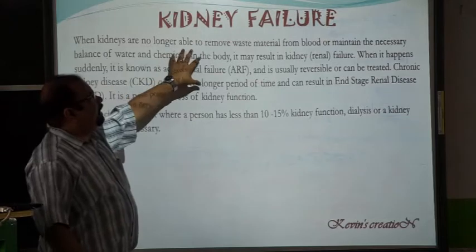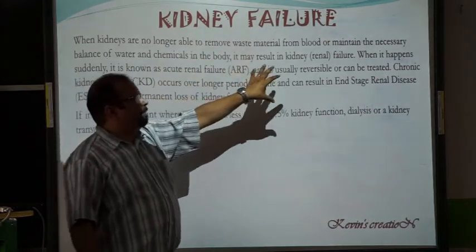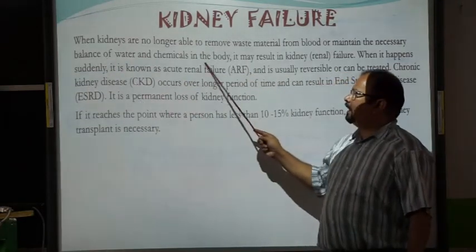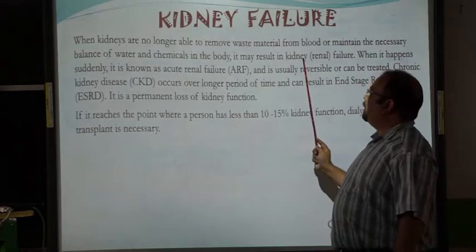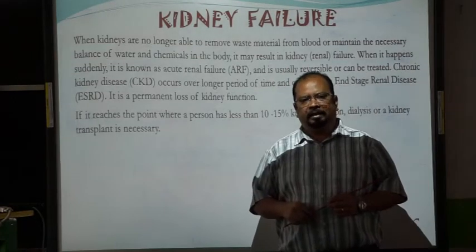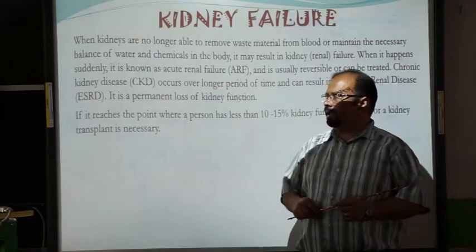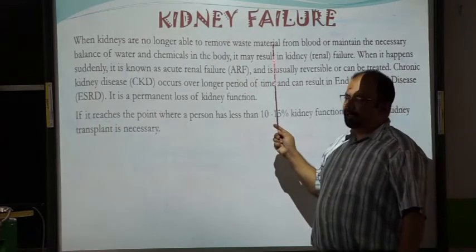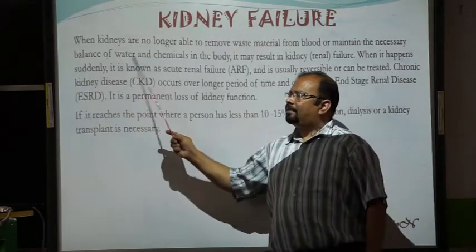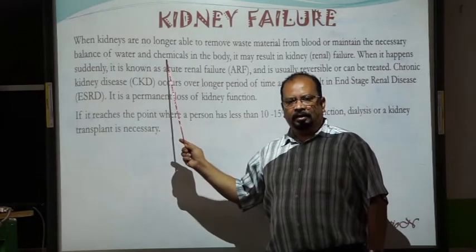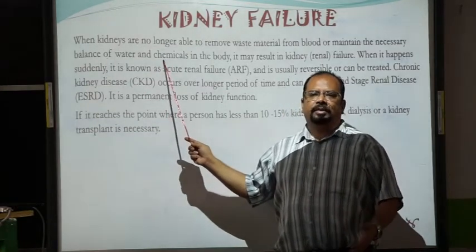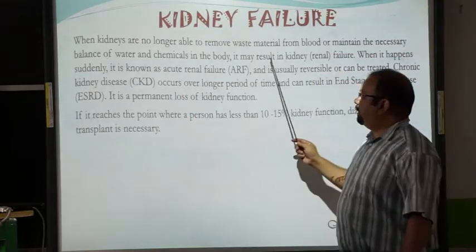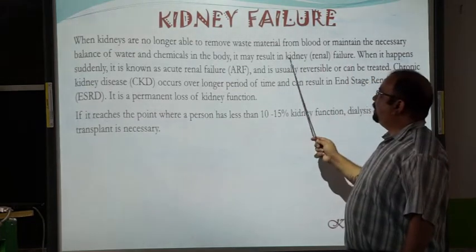When kidneys are no longer able to remove the waste material from the blood or maintain the necessary balance of water and chemicals in the body, it may result in kidney or renal failure. Renal means kidney, so you can say either renal failure or kidney failure. Why? It is not able to remove the waste material, and not able to maintain the balance of water and chemical salts in the body. Either too much salt or too much water is going, or it is not going out, then you will suffer from kidney or renal failure.